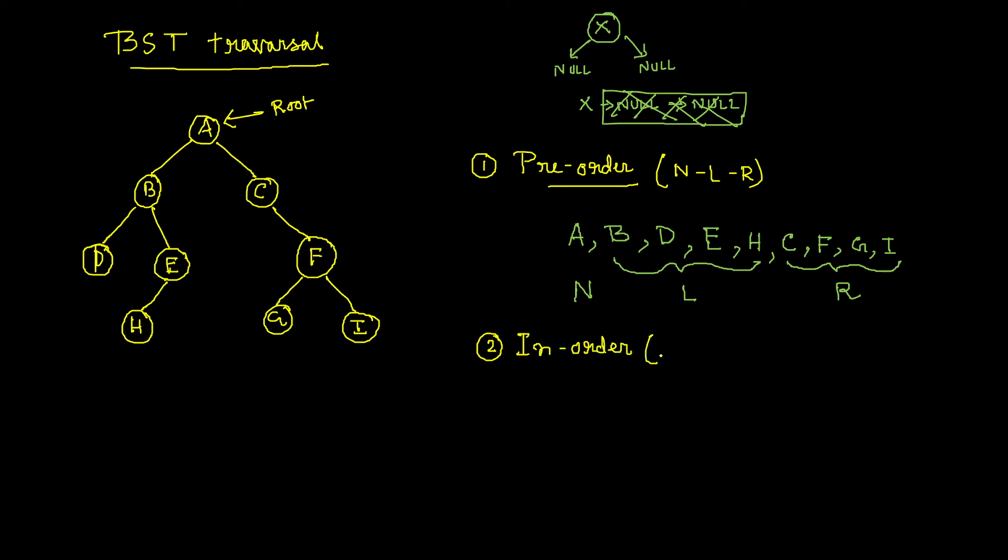In case of in order, we have seen that it is left child first, then the node, meaning the parent, then the right child. So if you consider only this part of the tree, I start from the root, and with respect to this root I have only the left child B and the right child C. If you forget about the other nodes, then according to the in order strategy, it will become B, then A, then C.